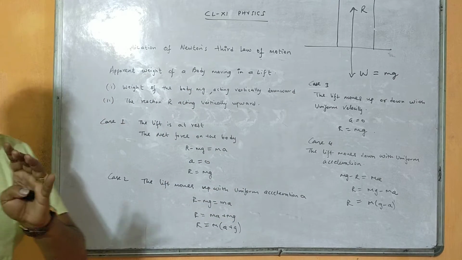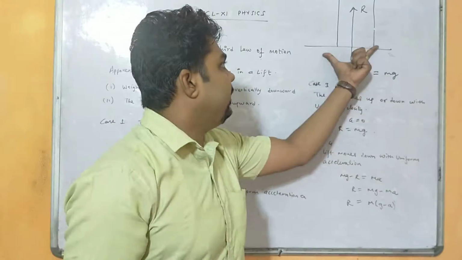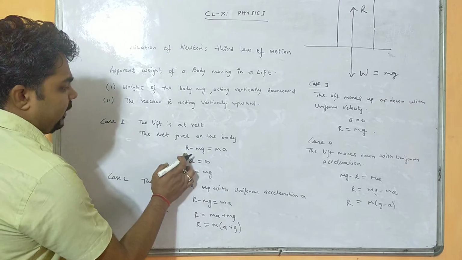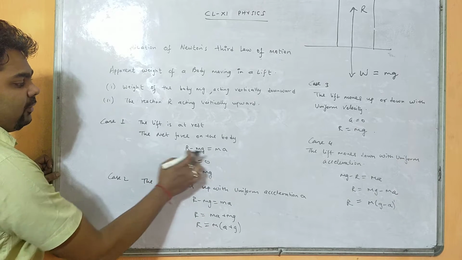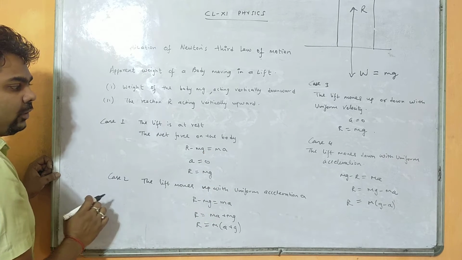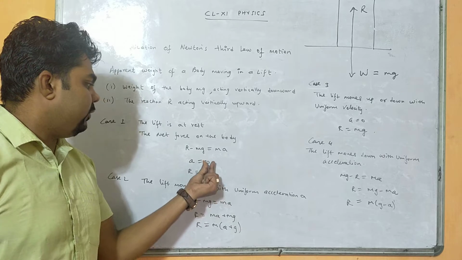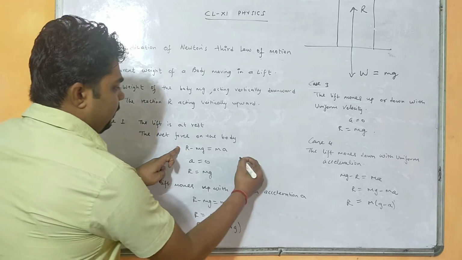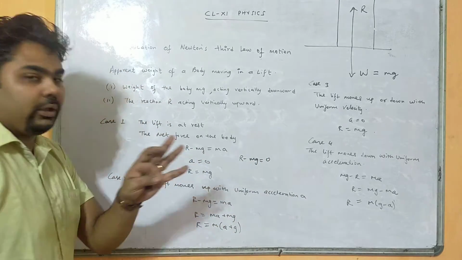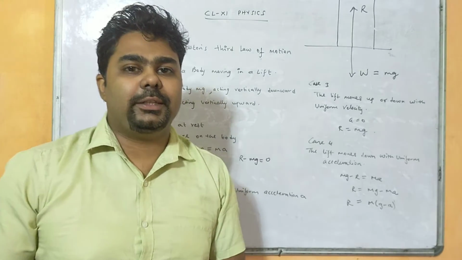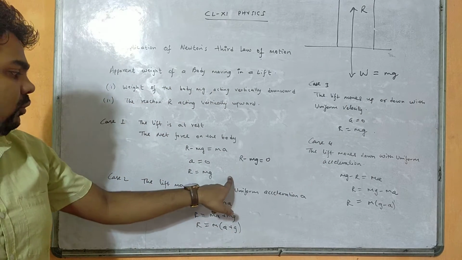Next, the first condition is when the lift is at rest. When the lift is at rest, the net resultant force is equal to 0. Why? Because the formula says R minus mg equals ma. That is, net force equals R minus mg, where R is the reaction force and mg is the weight. As the lift is stationary, the acceleration is 0. If I substitute 0 in this equation, R minus mg equals m into 0, which is 0. So R equals mg. Directly we can say that when the lift is at rest, reaction force equals weight.